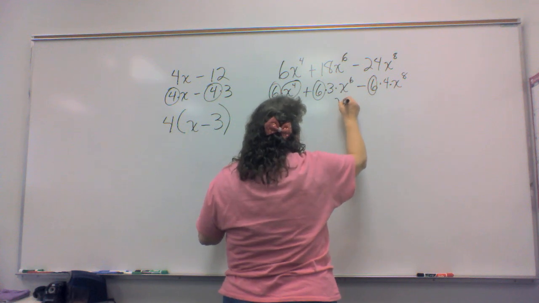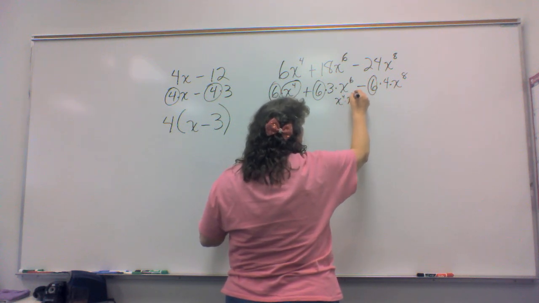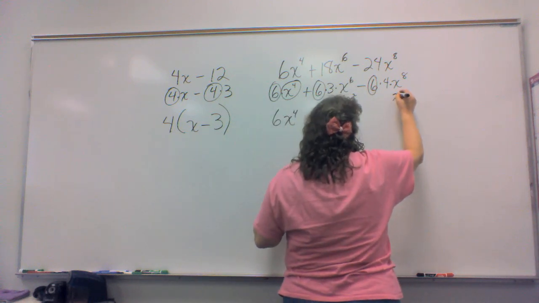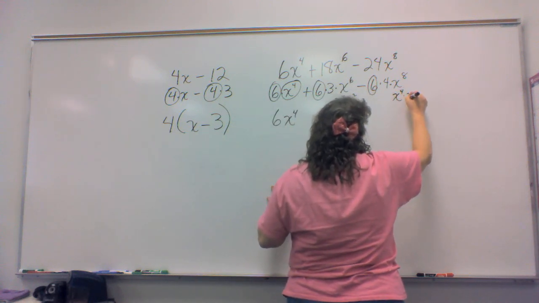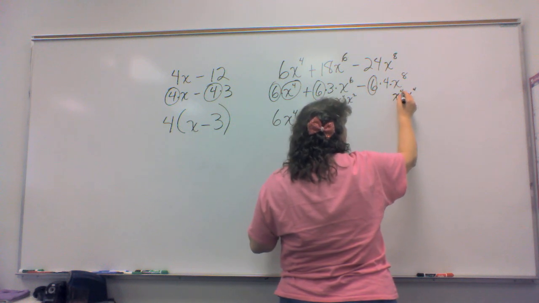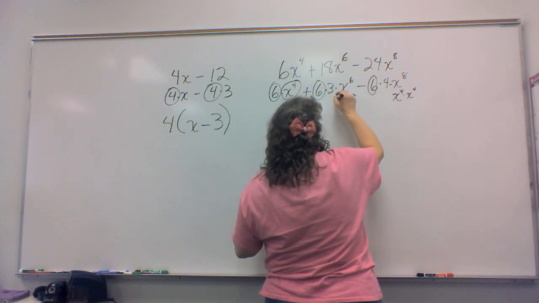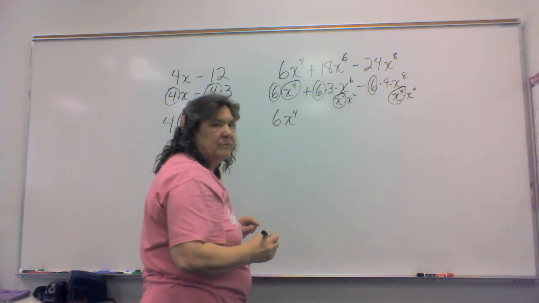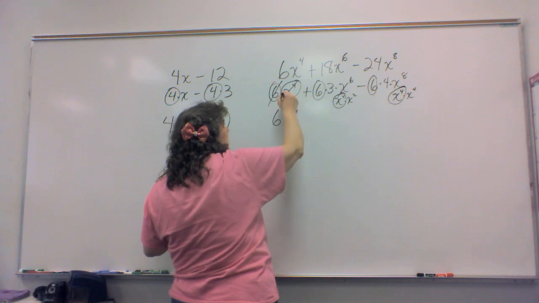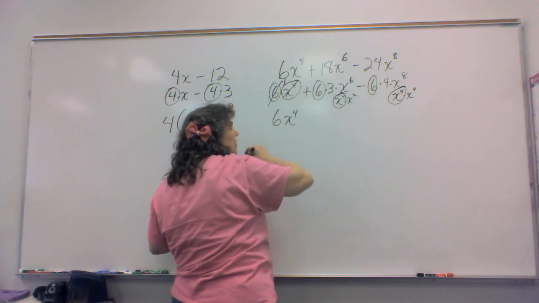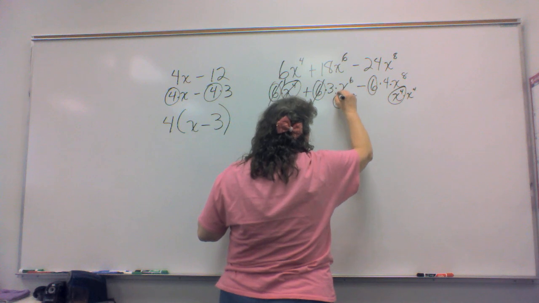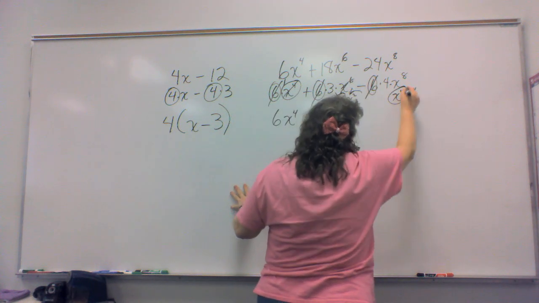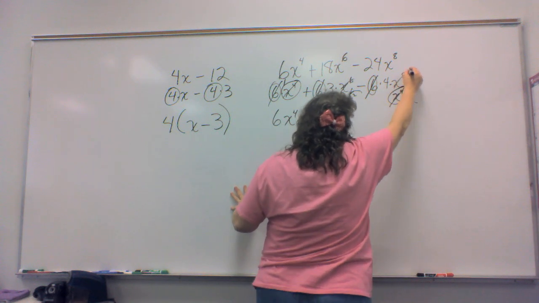So this will be x to the fourth times x squared, because 4 plus 2 equals 6. And this would be x to the fourth times x to the fourth, 4 plus 4 is 8. So this gives me my common factor of x to the fourth. All of those are pulled out. That leaves a 1 here on that one. This one's gone and this one's gone, leaving this one here.